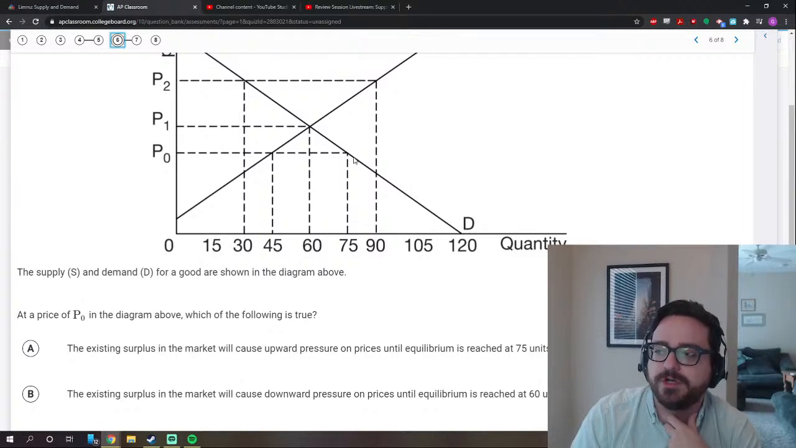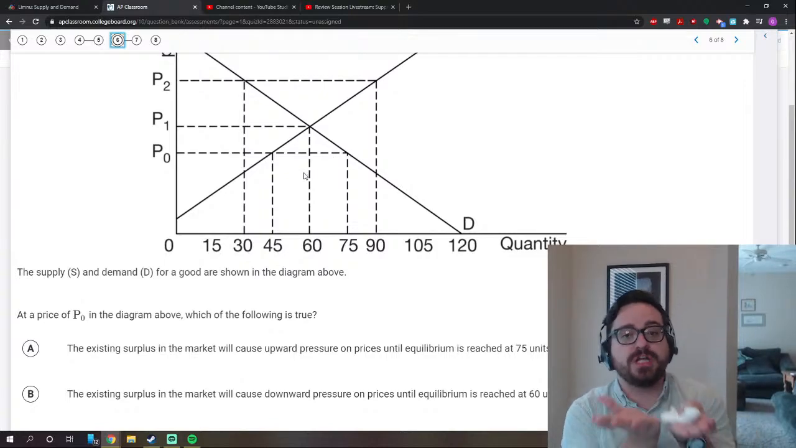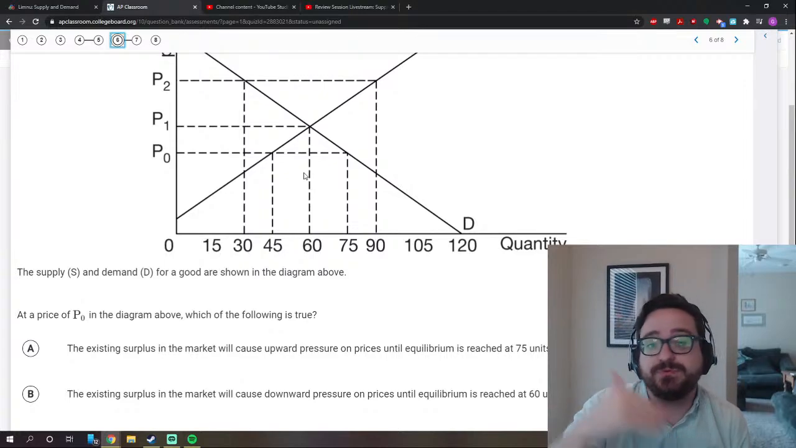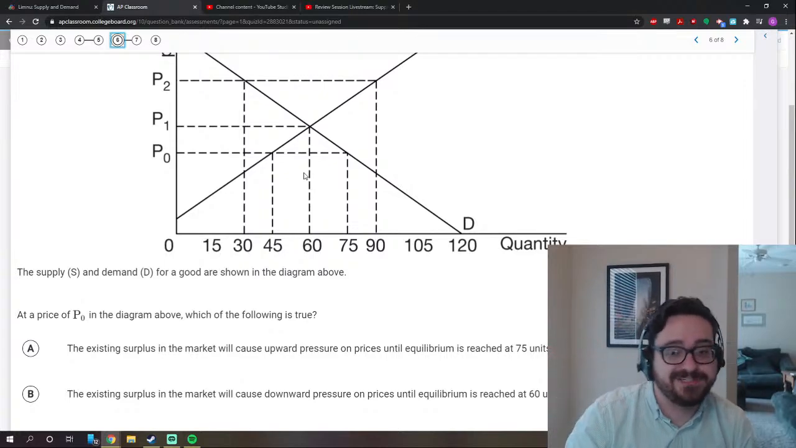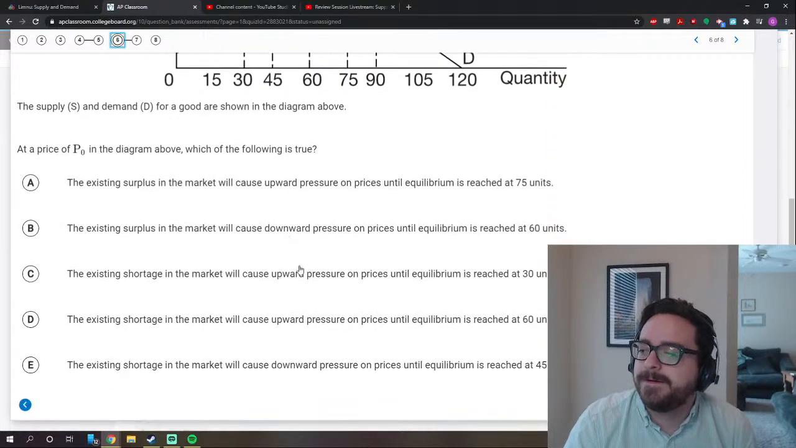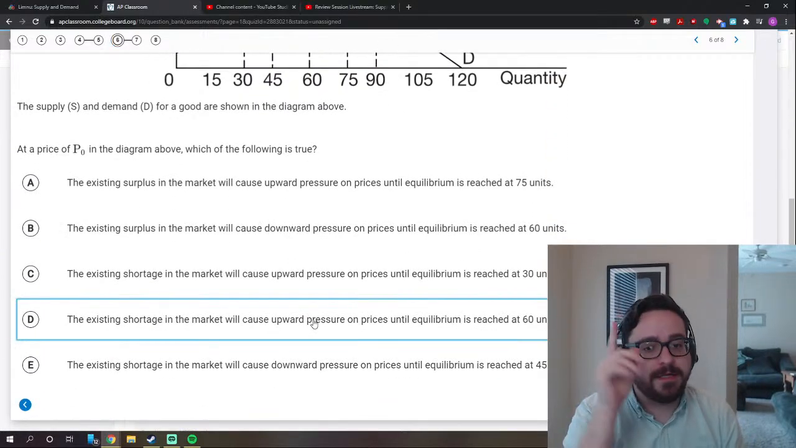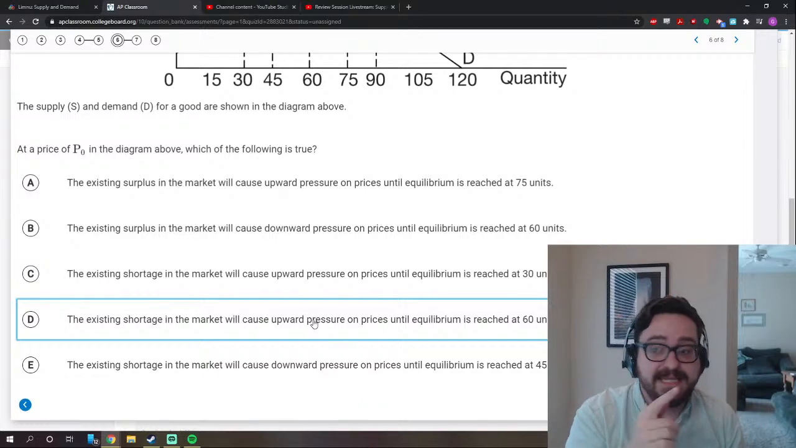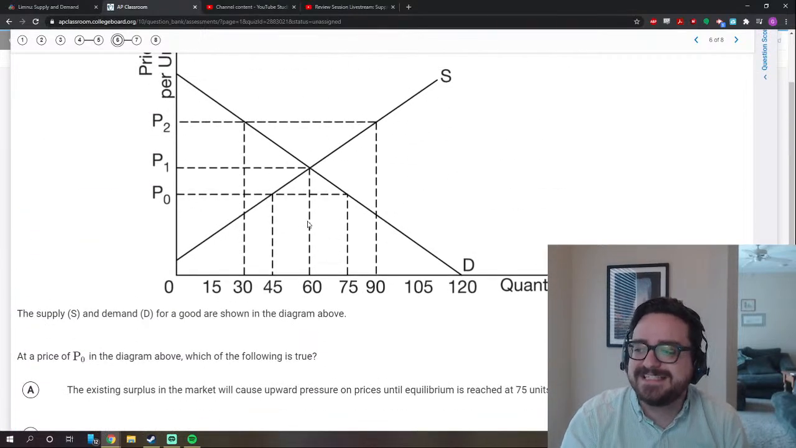If you have a shortage, prices should start rising, because the businesses should raise the prices to get them to produce more and people to buy less, because they actually do want people to buy less here. So it would be D. There's a shortage in the market, yes, because the price is too low. Prices should start to go up, yes, until equilibrium is reached at 60, yes.